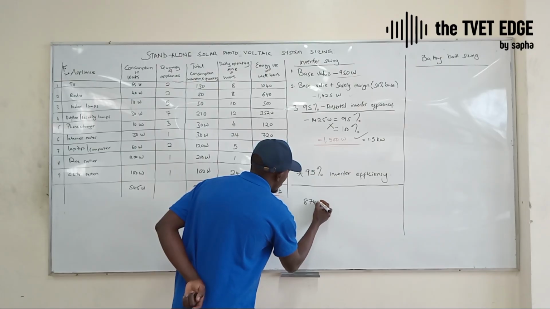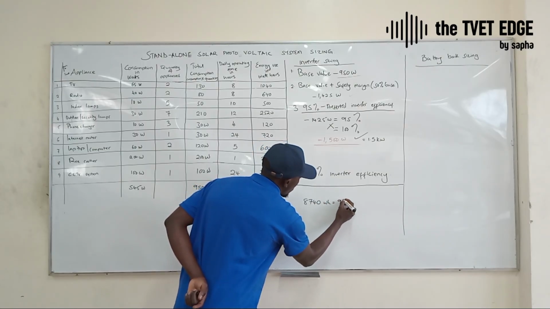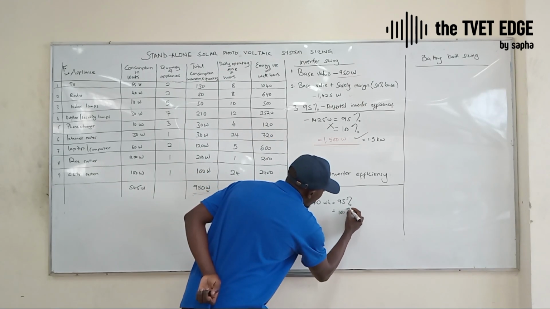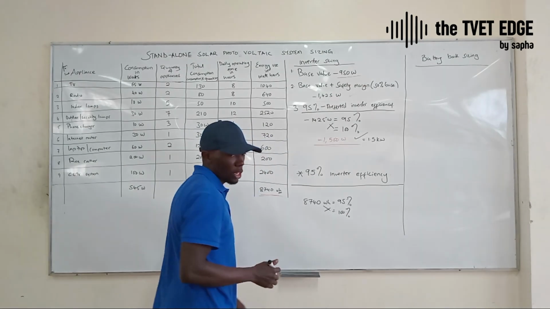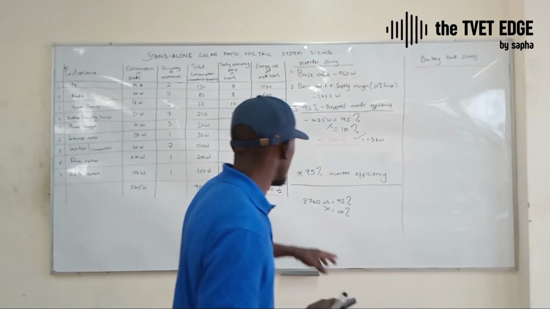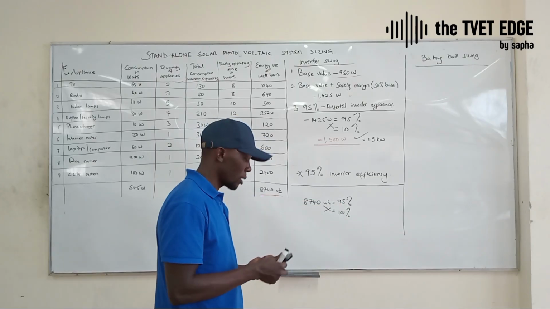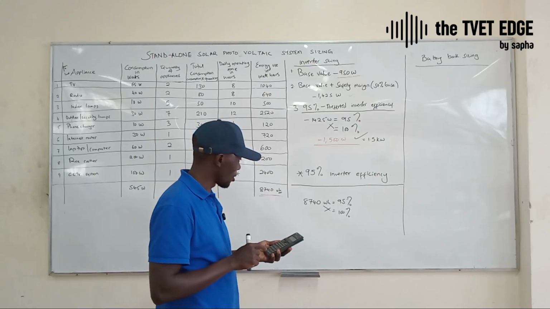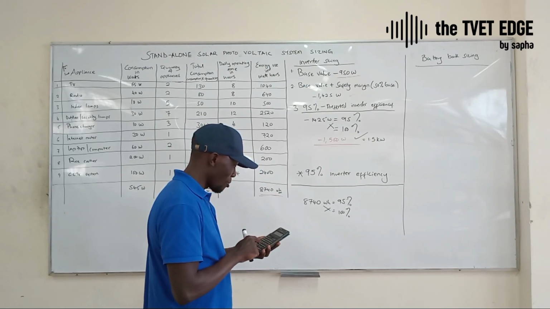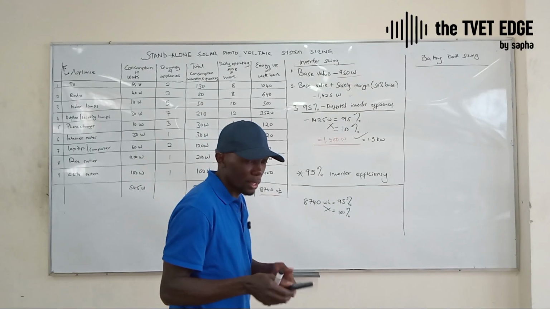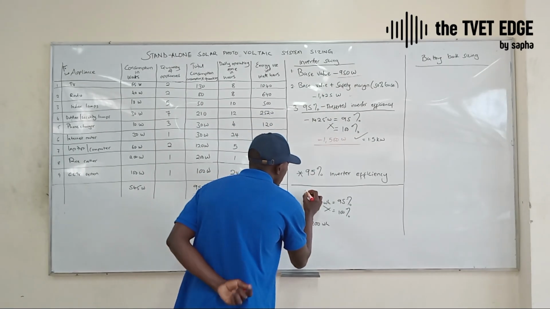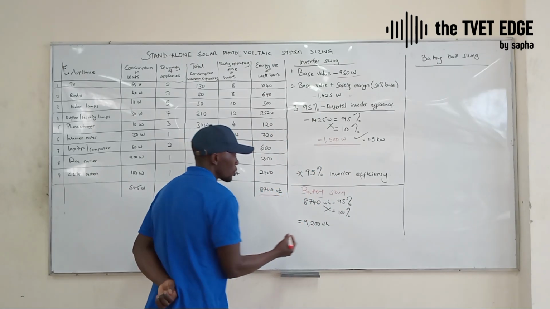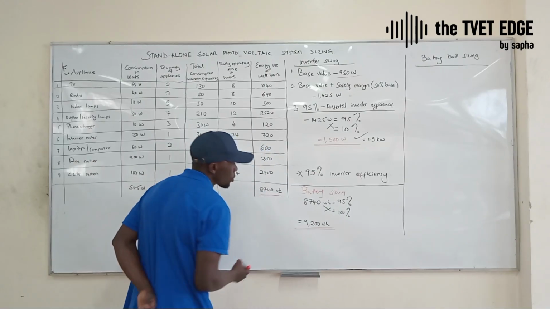Assuming 8740 watt hours is equal to the 95% delivered, what is the 100%? We cross multiply again. This is your time to shine. If you can get it faster than me, that is 8740 times 100 divided by 95. That gives us 9,200. This is under battery sizing. We've started the process of battery sizing. So we have our first value, which is equivalent to 9,200 watt hours.